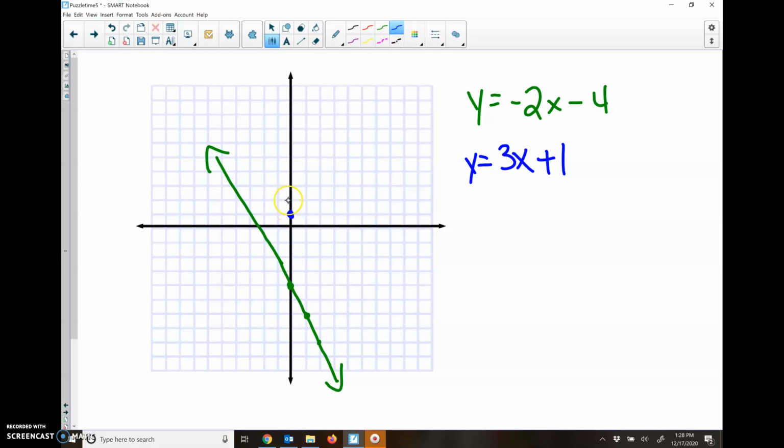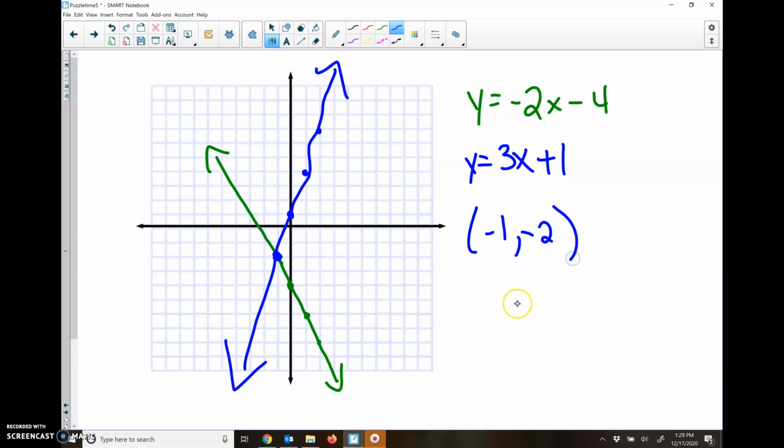And then my next one is 3x plus 1. So there's my plus 1. And now I'm going to go up 3 and over 1. Up 3, over 1. This might be a tough line to see here. So it looks like we're crossing. That wasn't a very straight blue line, Mr. Molo. So it looks like we're crossing somewhere over here, like right there. So that looks like it's about -1, -2, and that would be letter O.